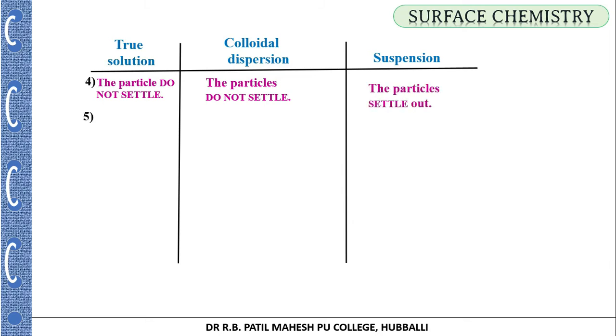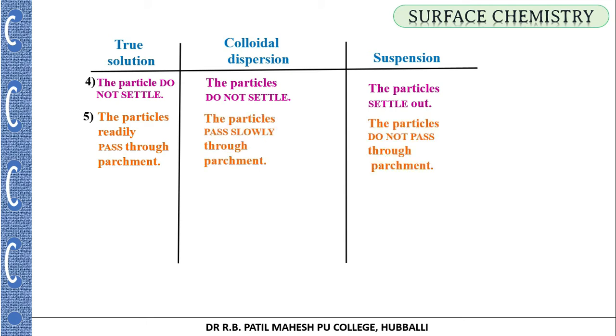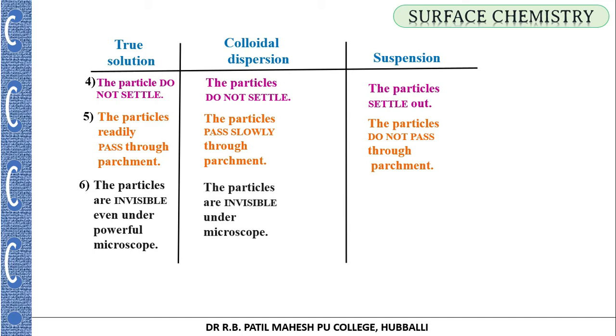The fifth one, the particles readily pass through the parchment paper, and in the case of colloids, the particles also pass through the parchment paper, but in the case of suspension, they do not pass through the parchment paper. True solution particles are invisible even under a powerful microscope, whereas colloidal particles are invisible under ordinary microscopes. Whereas suspension particles can sometimes be seen with the naked eye, or we can use a microscope to see them.